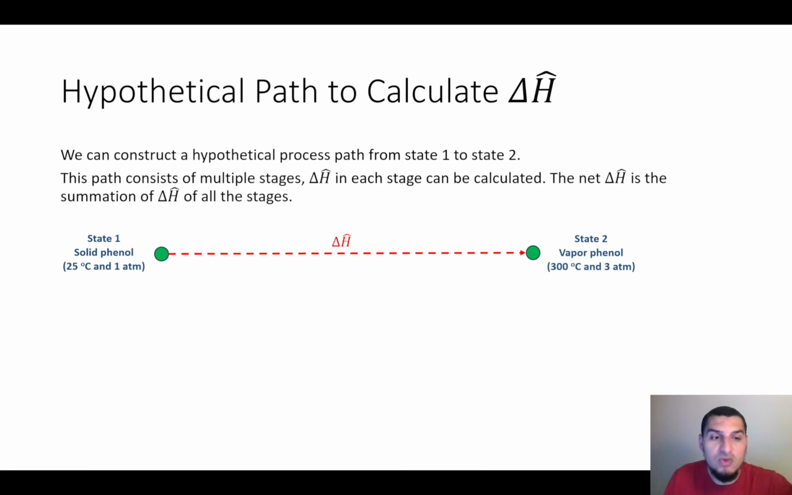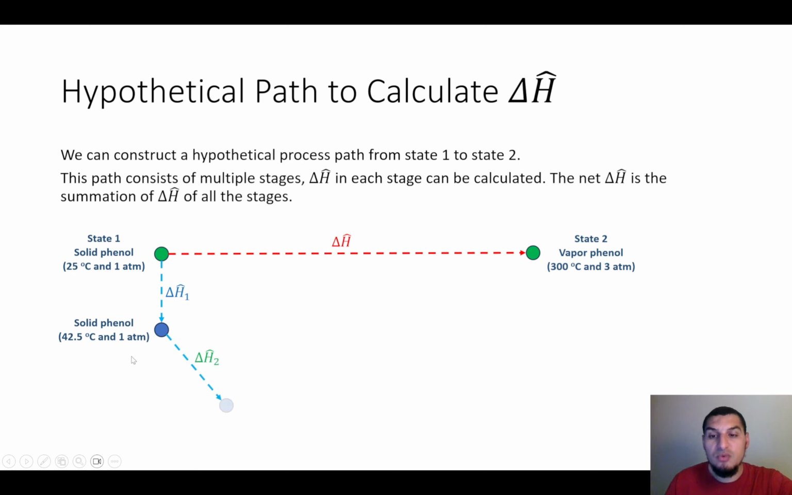You just imagine what would be the path. We have here 25 Celsius solid, and at 1 atmosphere we have 300 Celsius vapor at 3 atmosphere. So the hypothetical path that we are going to go through consists of steps. Each step represents only one change. So we can say that the first step, or the first change, is that this solid phenol turned from solid into solid at the melting point, I'm sorry. So we change only the temperature.